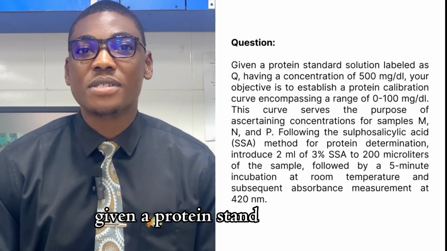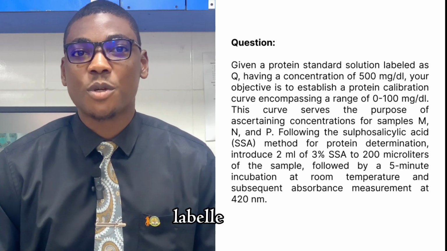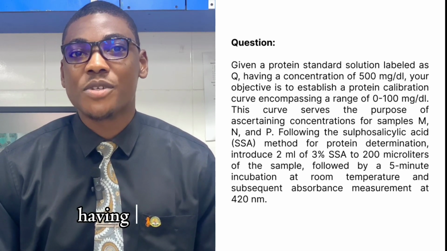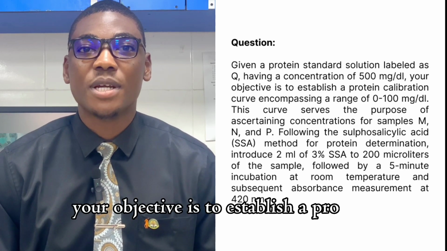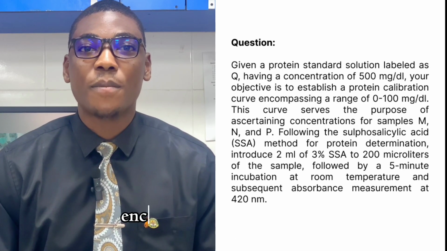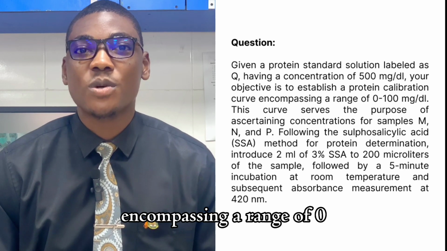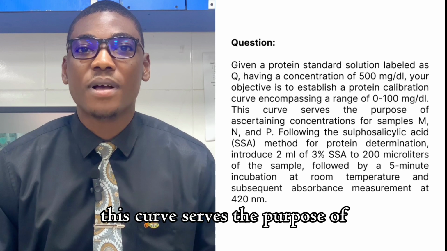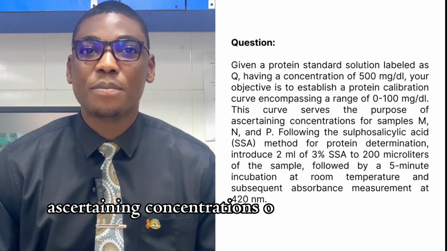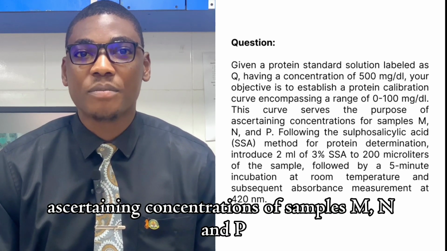Given a protein standard solution labeled as Q, having a concentration of 500 mg per dl, your objective is to establish a protein calibration curve encompassing a range of 0 to 100 mg per dl. This curve serves the purpose of ascertaining concentrations of samples M, N, and P.